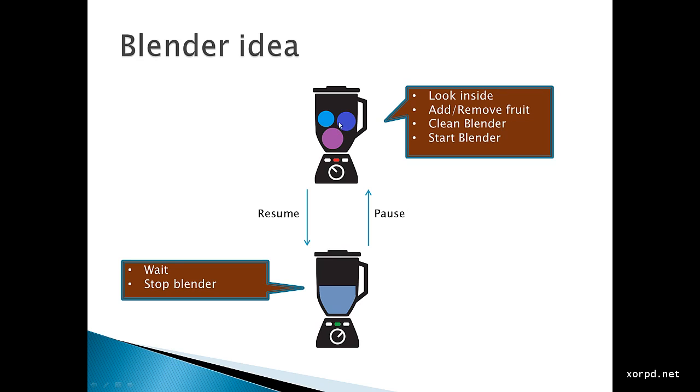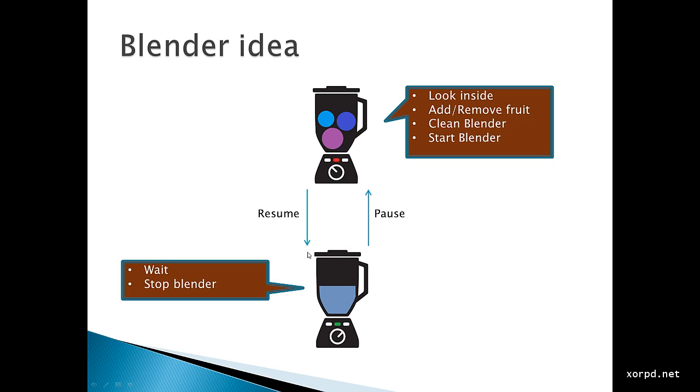During the pause state, we can do many things. For example, we can look inside and understand what we see inside. We can also add or remove fruit. And maybe, for example, we can also clean the blender. Finally, we can start the blender, which will take it to the running state.